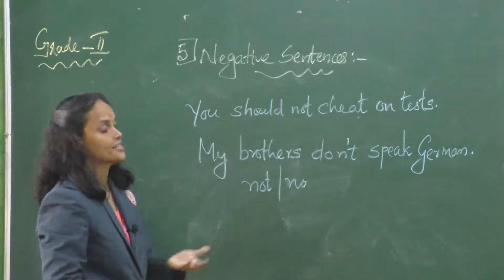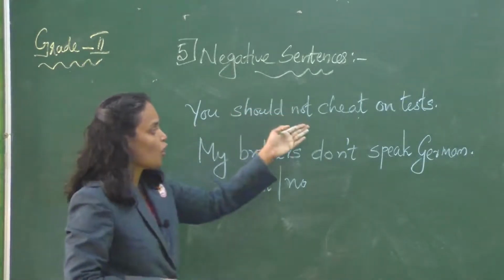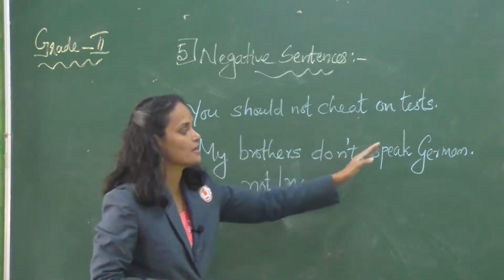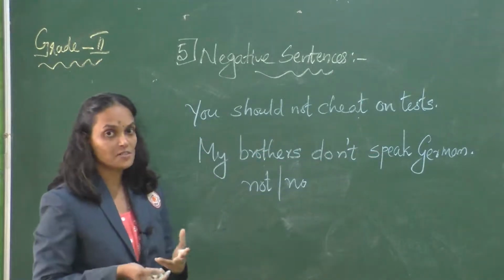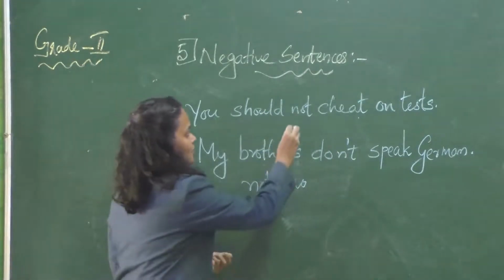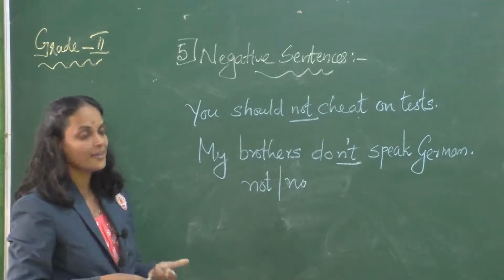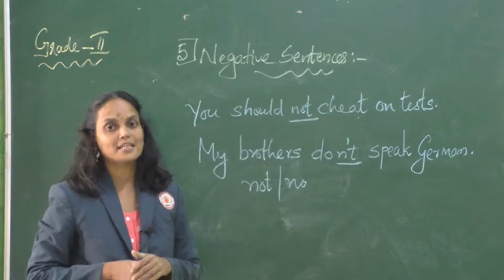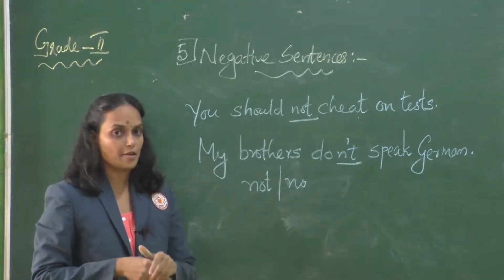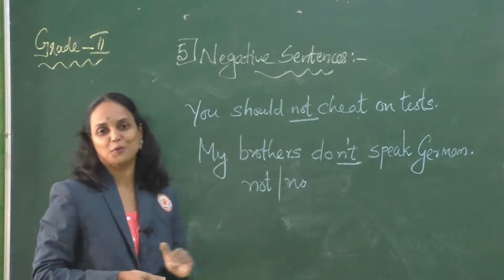Let's see the last category of sentences, negative sentences. You should not cheat on a test. My brothers don't speak German. A sentence with not or no. You can see here, it's used here. It is called a negative sentence. It gives us a negative meaning. Negative sentences are formed by using the negative words not or no.